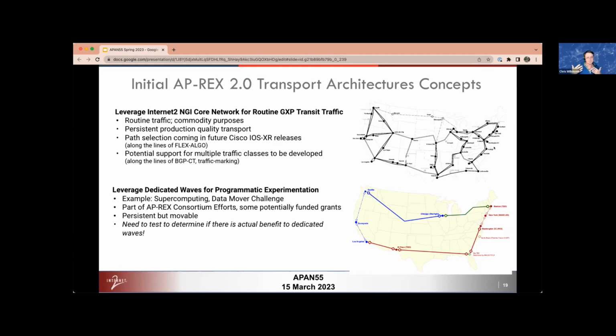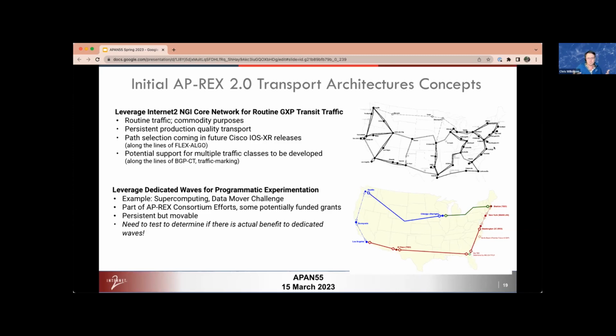So again, these are some concepts about how these networks can be knitted together, either using the Internet2 common core or dedicated links between the various exchange points. And all of these links shown actually are conceptualized to be 400 gigs. So, in some cases, you've got potential applications for data mover, and in some cases, you've got applications for more routine traffic.